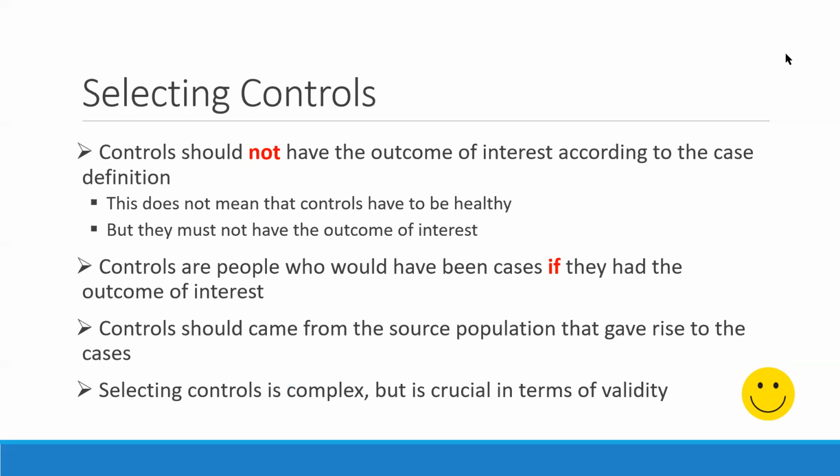Now, the cases are the easy bit. The controls are the hard part, because the controls should not have the outcome of interest. But other than that, they should be people who would have been cases if they had the outcome of interest. So they should essentially fit the same criteria, except for the outcome of interest. When you define your cases with time, place, and person, a certain age, a certain area, attending a particular service, your controls should match that as closely as possible. The only difference is they don't have the outcome of interest.